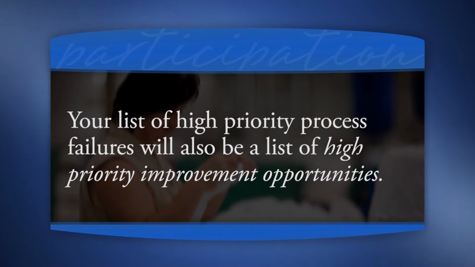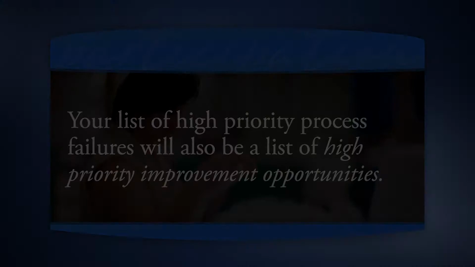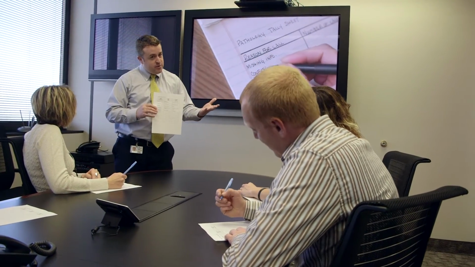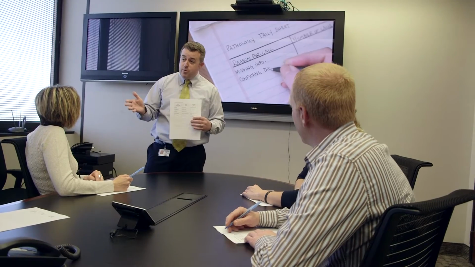At the end of this module, we assign another exercise. We will ask you to identify and prioritize defects within your own work processes, using tools that you already have, cause and effect diagrams, tally sheets, and Pareto charts. Your list of high priority process failures will also be a list of high priority improvement opportunities. It lays the foundation to generate and test improvement ideas in Module 4. Once you have completed this module, you should debrief its content with your coach or manager. That same person should be available to help you as you do the hands-on exercise.